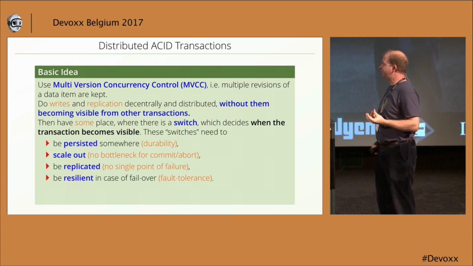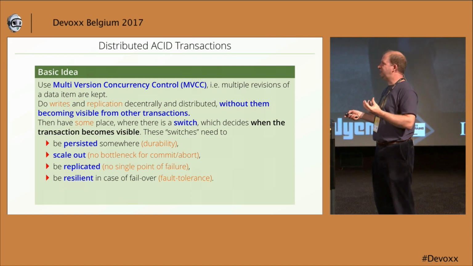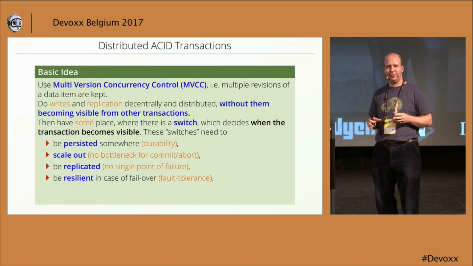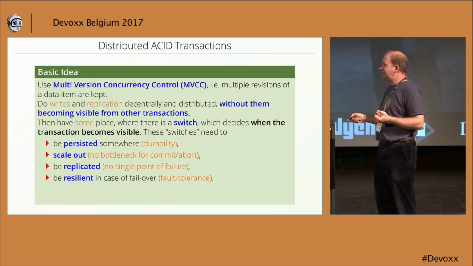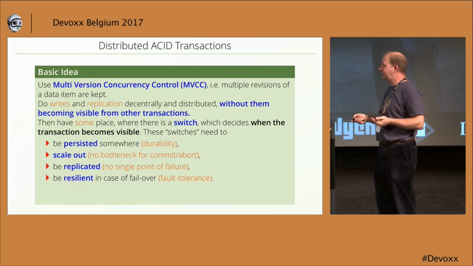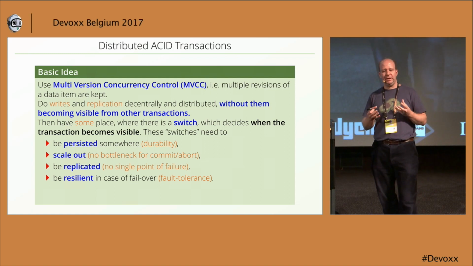Now, these switches have to be persisted as well. They have to be scalable, so you can't just put them on a single machine, because that would not be scalable. They have to be replicated, because you can't have a single point of failure. You have to implement resilience for them, and so on. And yet, it has to be a single place.